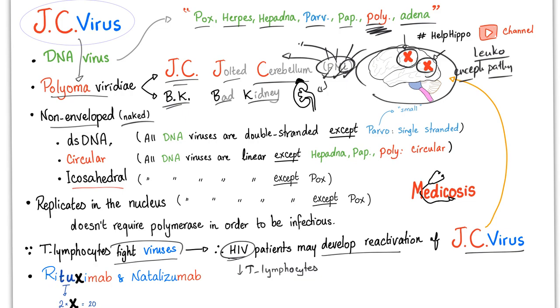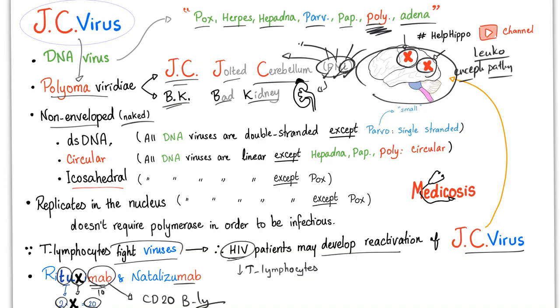There are two chemotherapeutic agents. The first one is called rituximab and the second one is called natalizumab. When you see the suffix mab, it means what? It means it's a monoclonal antibody. Rituximab has a great mnemonic: ri is 2, and X is Roman numeral 10. So 2 times 10 equals 20. That's why rituximab is a monoclonal antibody against CD20 on B lymphocytes.